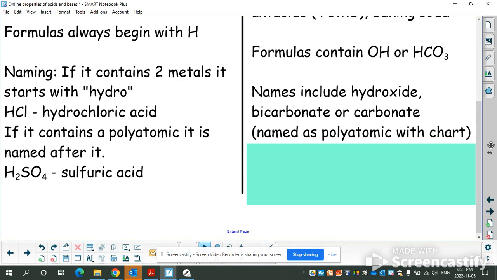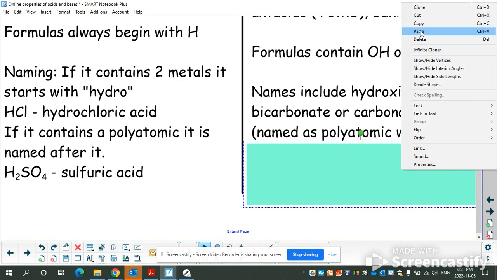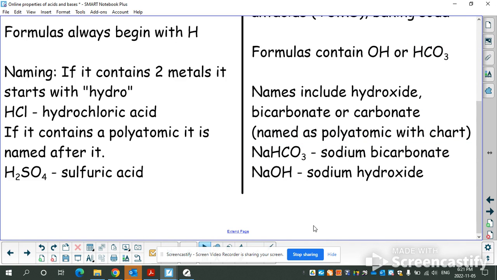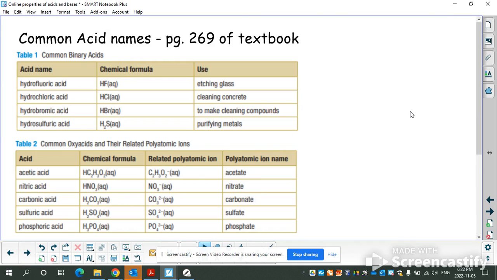They're named just like the polyatomics we've always done, right? Nothing special. We name them things like sodium bicarbonate, because it's sodium attached to bicarbonate, or sodium hydroxide, sodium attached to hydroxide. We already learned how to name bases when we learned the naming system for polyatomic ions. That doesn't change. Bases don't get special names. It's the common acids that do. They get those special names.